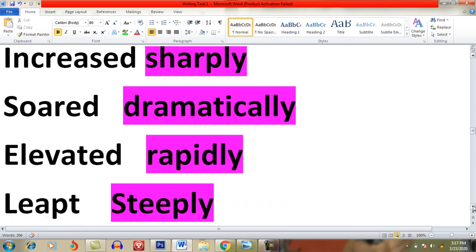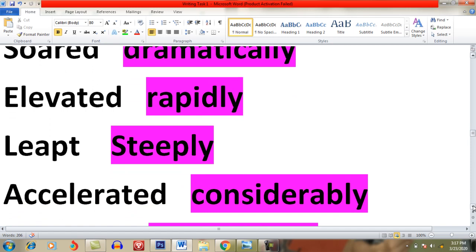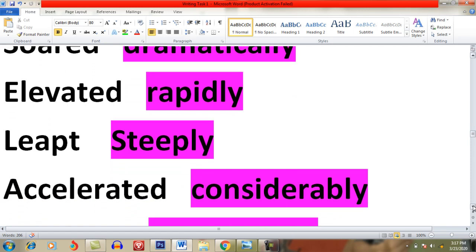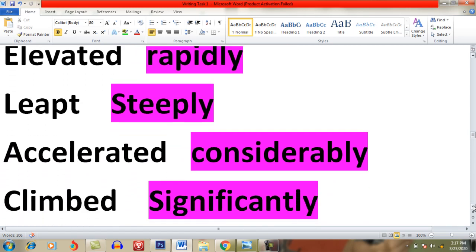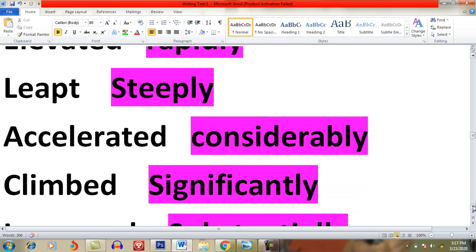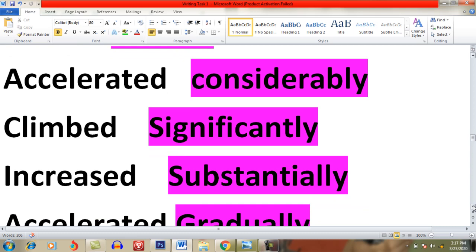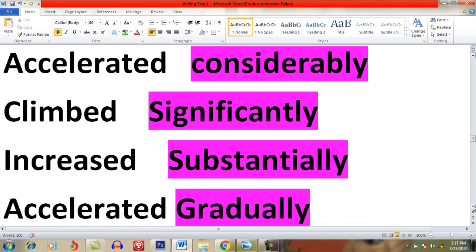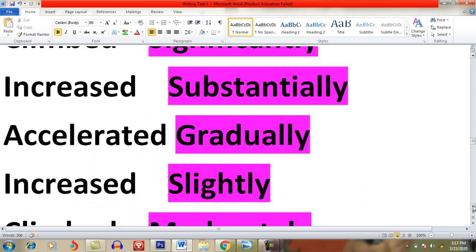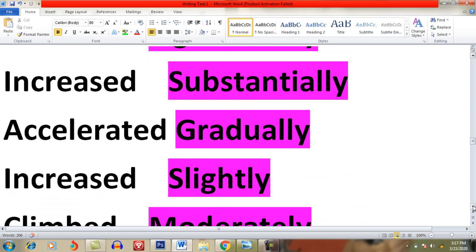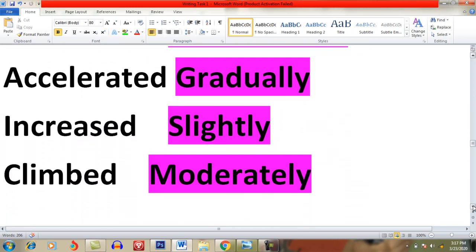leaped steeply, accelerated considerably, climbed significantly, increased substantially, accelerated gradually, increased slightly, climbed moderately.